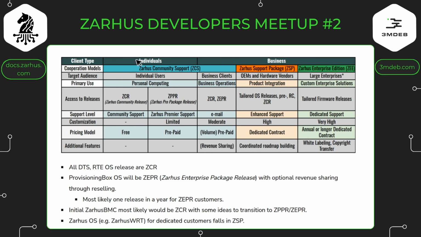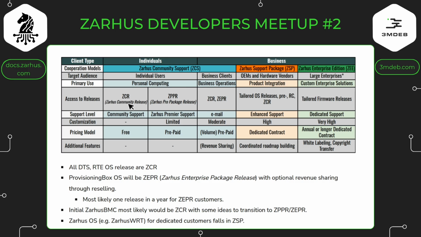And based on whether you are an individual or a business, you may have different cooperation models, different target audiences, different primary use, different access to the releases, support level, customization possibility, pricing, and additional features. So individual users can be supported only through the Zarhus community support program. This is for personal computing, and there are essentially 2 types of releases that we're planning.